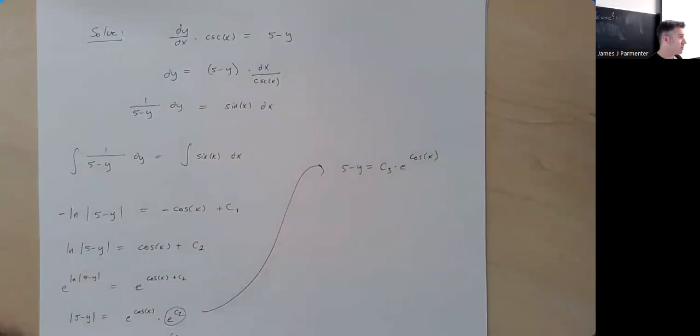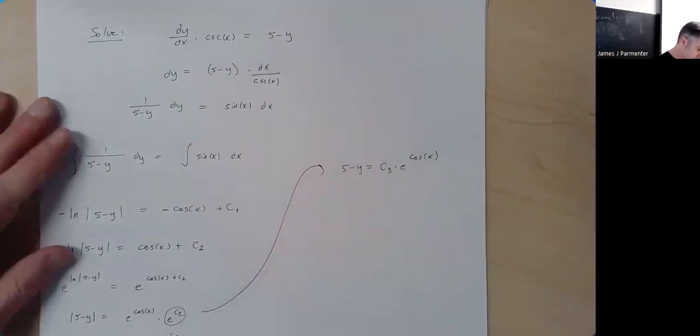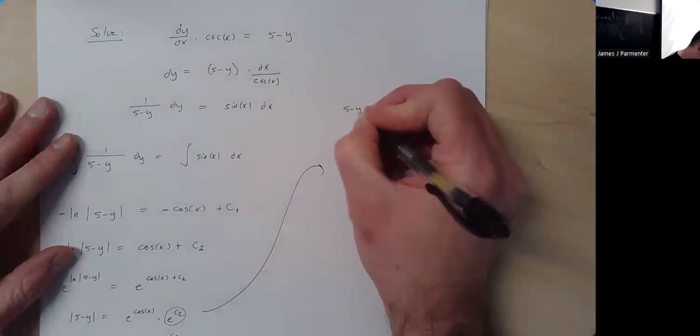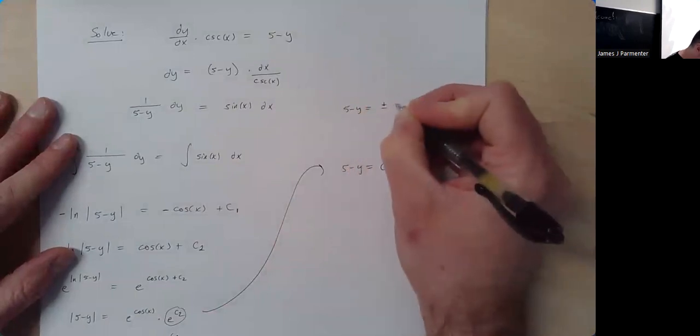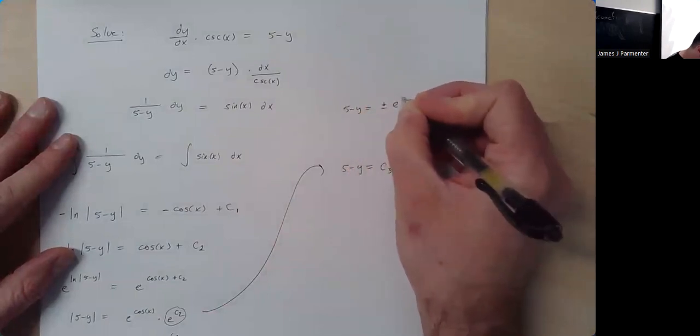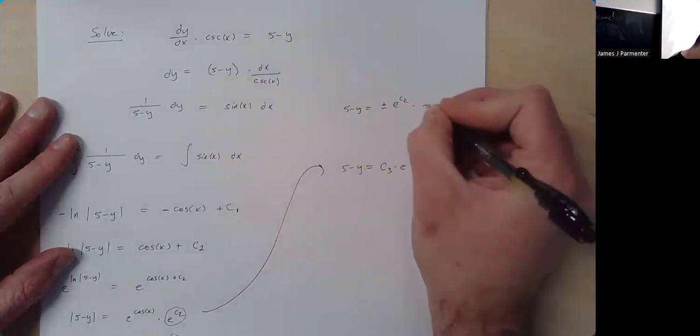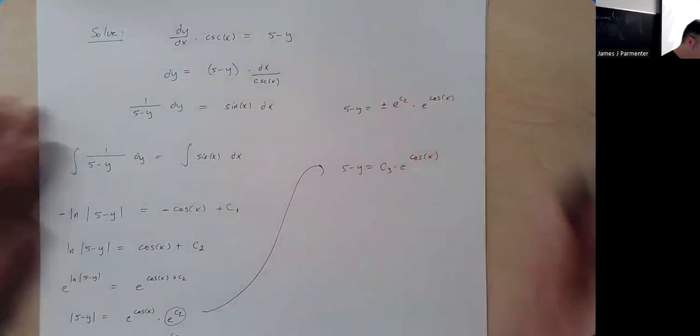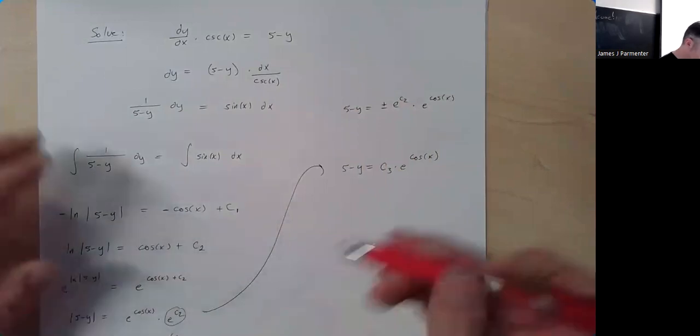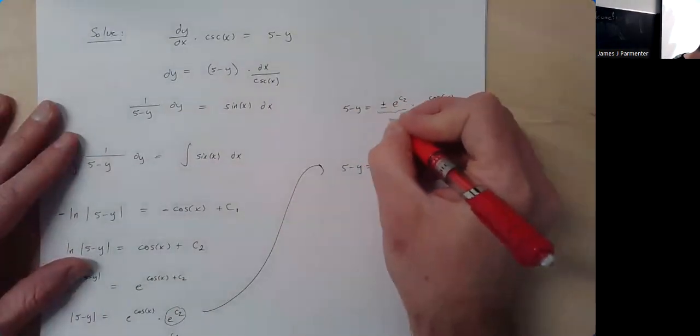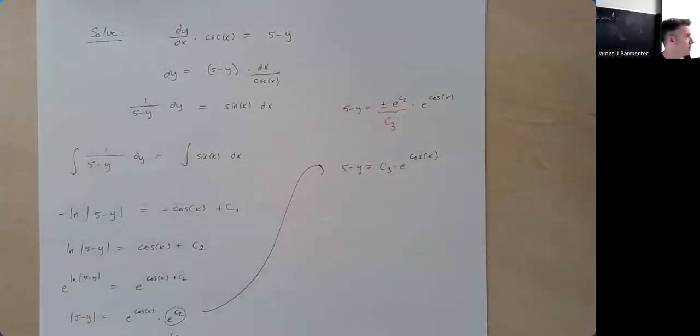But really the work that we're skipping is we're saying, oh, really 5 minus y equals plus or minus e to the c2 times e to the cosine of x. And then we're calling this plus or minus e to the c2 our new constant c3. That's what we're really doing there. But I think you probably never have to show that step because it always works.